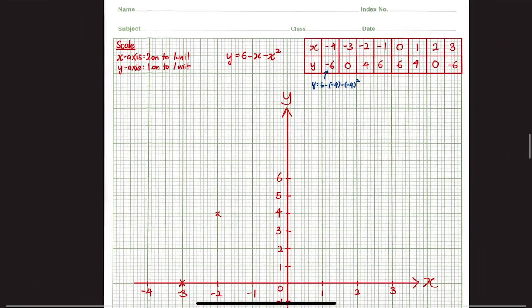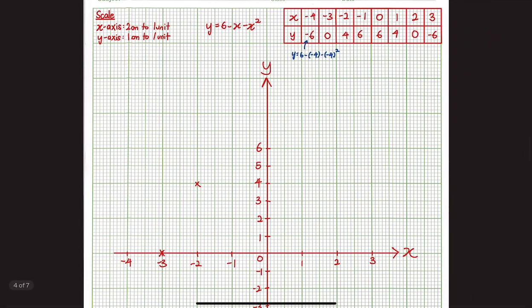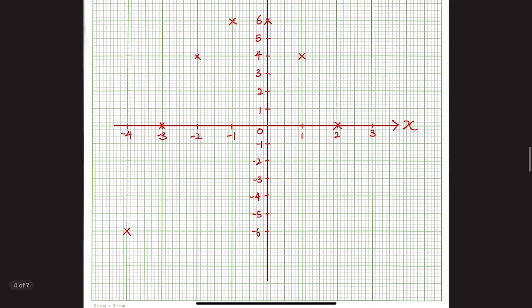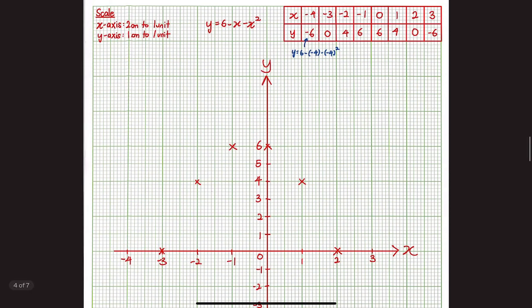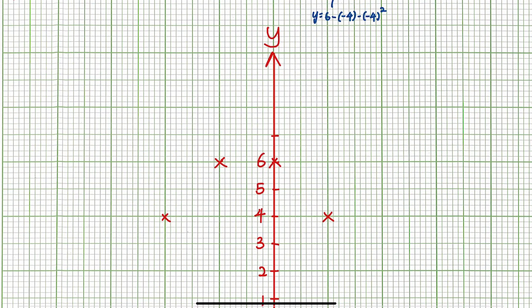Let me do it a bit faster now, since I think you should be able to grasp it. -1, 6. Then 0, 6 over here. Then 1, 4, and 2, 0, which is here. 3, -6 over here. Maybe we can mark out even more on your y-axis. I have 7, 8.